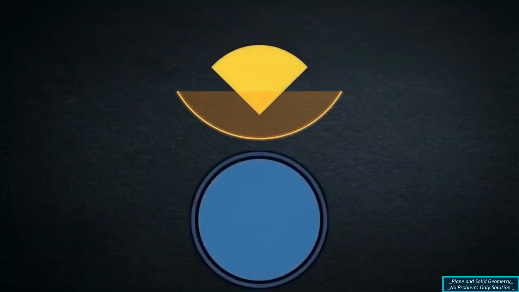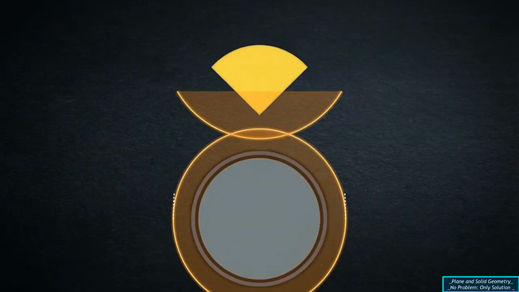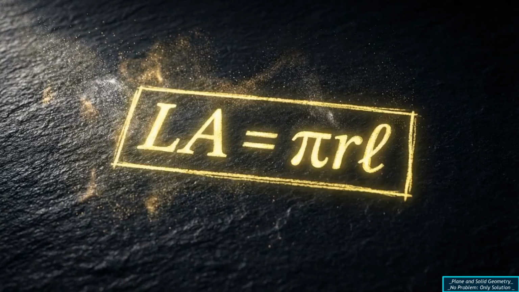The outer curved edge of this flattened sector is the exact same length as the circular circumference of the original 3D base. When we calculate the area of this specific sector, the math shows that lateral area equals pi multiplied by the radius multiplied by the slant height.